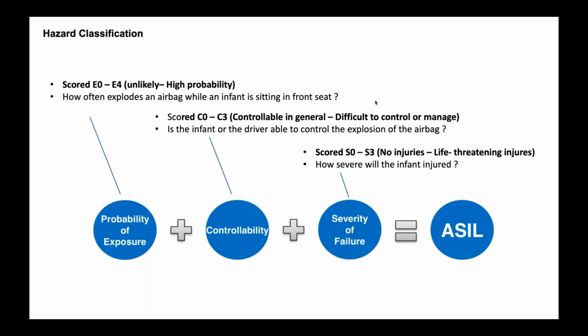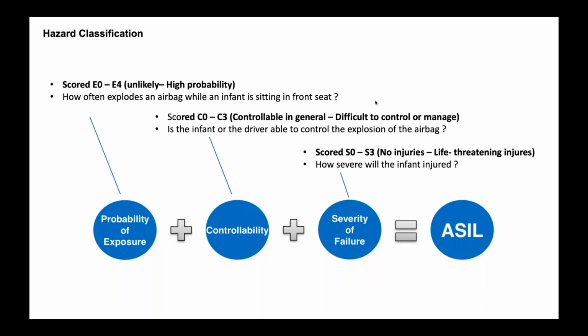And the severity of failure is another score, from S0 to S3. It's the result of the event. The lowest, not dangerous, is no injuries, and the highest is a life-threatening event. So how severely will the infant be injured? Actually, if the airbag explodes, then it can be a life-threatening situation, so it can be up to S3.